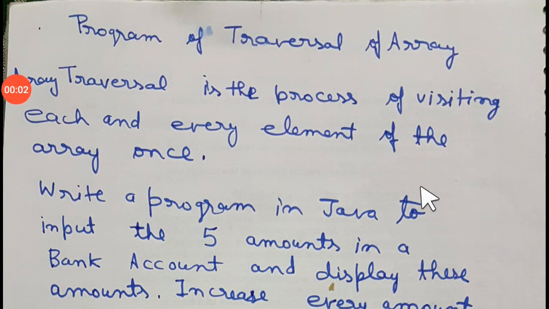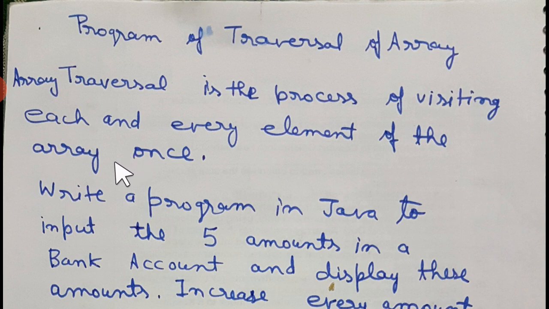Hello students, in this video I am going to talk about a very important array operation, that is traversal of the array. Now what is traversal? Array traversal is the process of visiting each and every element of the array once. Suppose an array has got some numbers like 5, 6, 7, 8, 20, and we have to visit each and every element. That will be called array traversal.